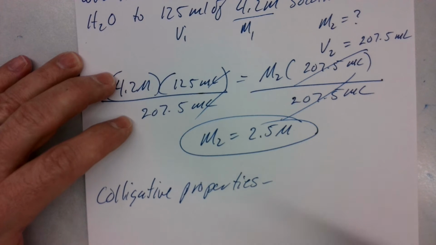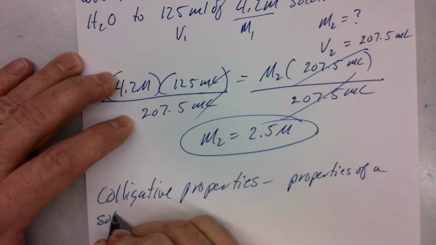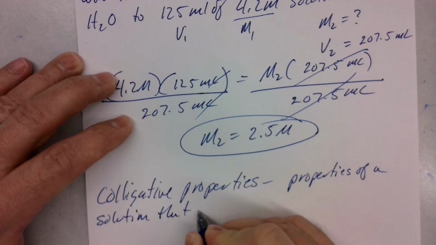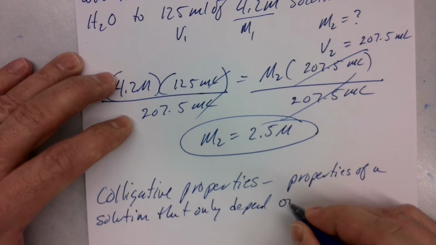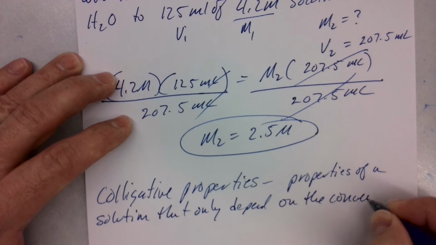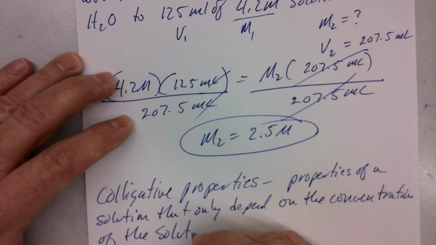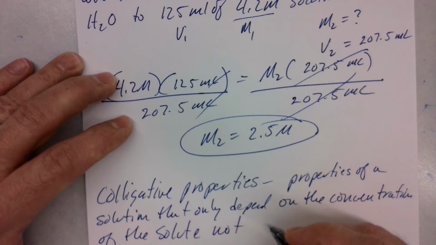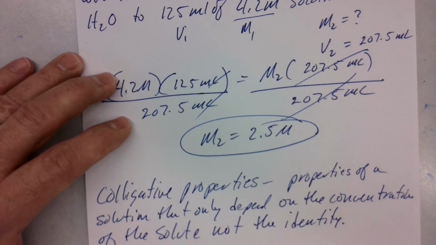properties of a solution that only depend on the concentration of the solute, not the identity. So it really doesn't matter what's in there. All that matters is what? How much is in there. But how much is relative, and I'll explain what that means.